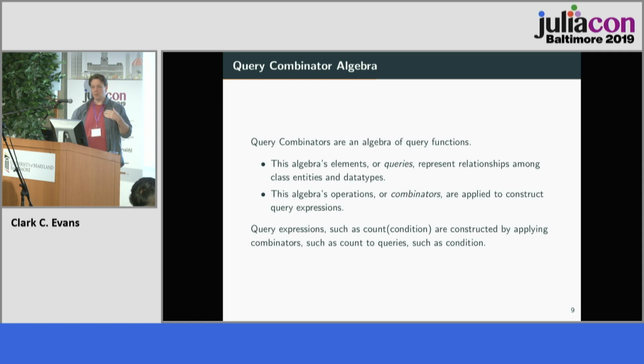And the operations are combinators. They take queries as arguments. So for example, count is a combinator, and it takes the query patient, let's say, as its argument, and it converts and makes a query. So basically this algebra is closed. It's a closed system. You're not dropping down into Julia once you're in the system, which is useful for lots of other reasons, in terms of being able to have a clean subset language that you're limiting your users to.